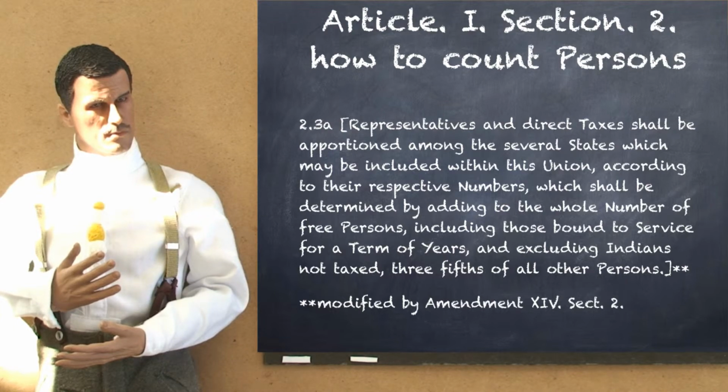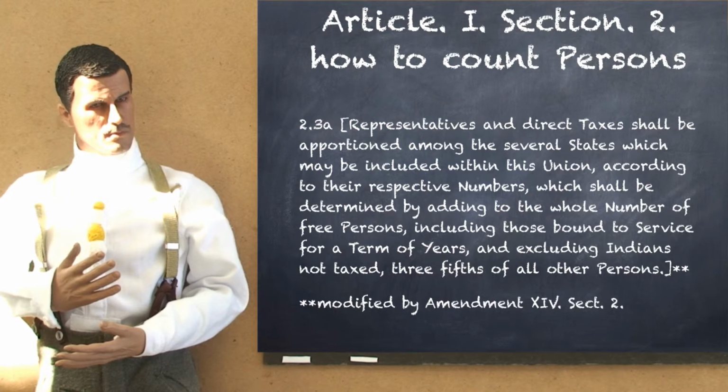So you have to count the number of people in each state. You know the population, because they're going to use it to determine how many representatives, and also direct taxes, how to apportion those things. So continuing on, it says, which shall be determined by adding the whole number of free persons, including those bound to service for a term of years, and excluding Indians not taxed, three-fifths of all other persons.